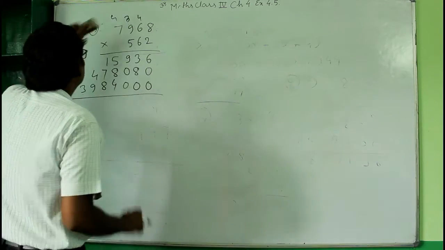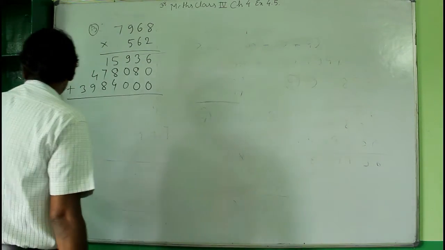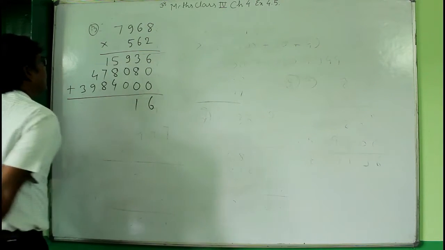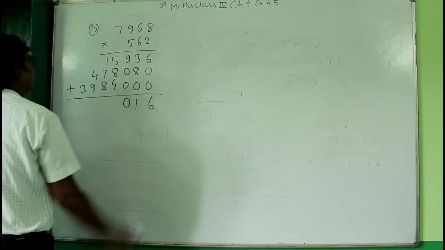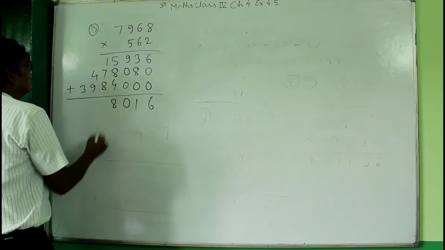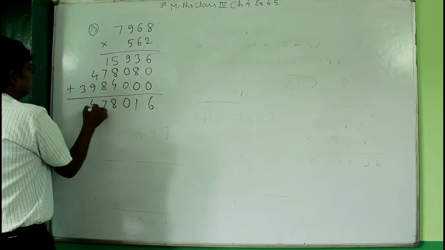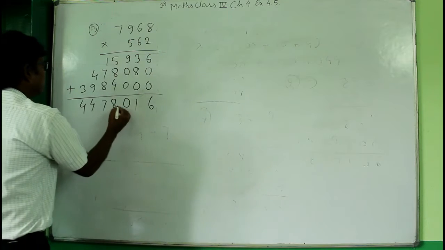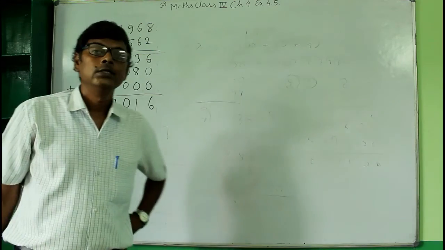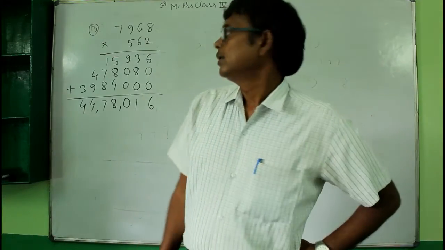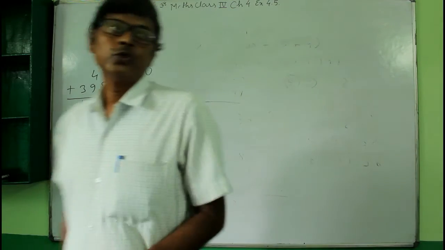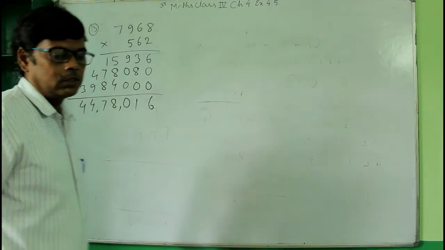So now add all these numbers. So it is 6 here, 8 plus 3. Okay, so this is the answer of this question. 44 lakh 78,016 is the answer of this question. Okay, so this is the question number 3.